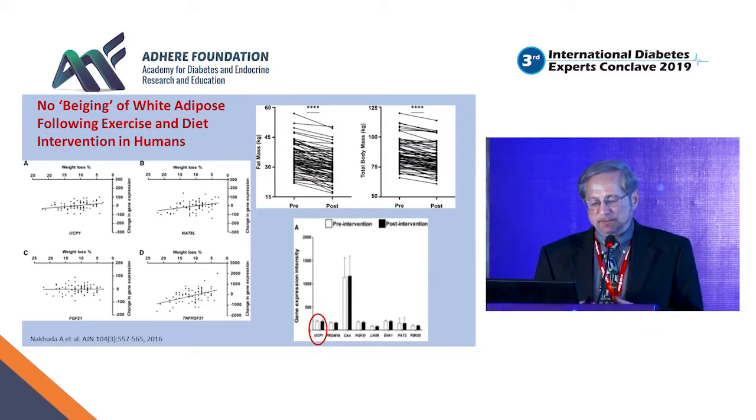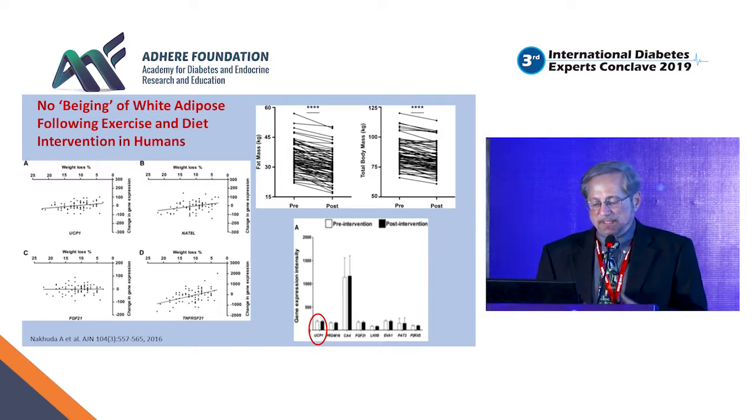This was an experiment that was both exercise and diet intervention. You can see on the top a decrease in fat mass and total body mass. But on the bottom right, you see there's no induction of uncoupling protein 1 in white fat, even though irisin levels were elevated. And on the left, you see the weight loss is not correlated with uncoupling protein 1 levels or FGF21 levels. So it just doesn't seem to have this effect in humans.